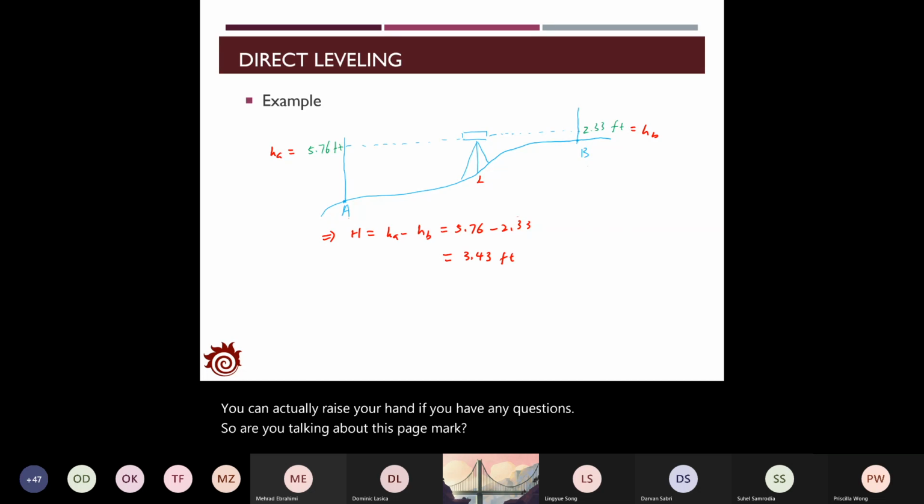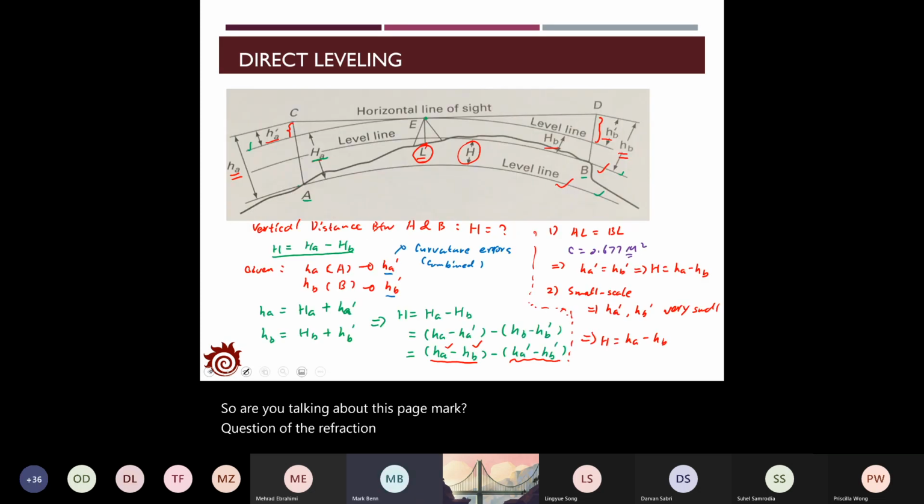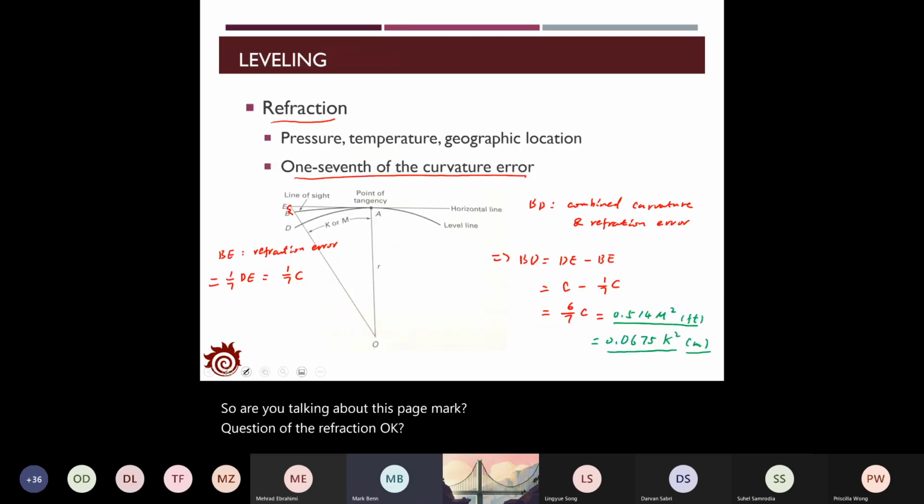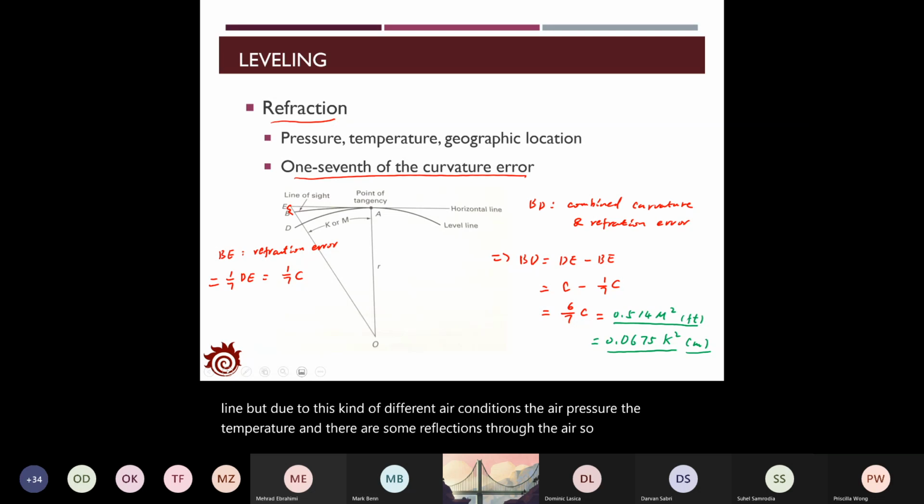I just have a question about the refraction. What's refracting? Is it our line of sight, or is it an instrument that we would use that would have the refraction on it? It's about the line of sight. You should look along a straight line, but due to different air conditions, the air pressure and the temperature, there are some reflections through the air. So what you will actually observe is not a line, it's actually a curve.